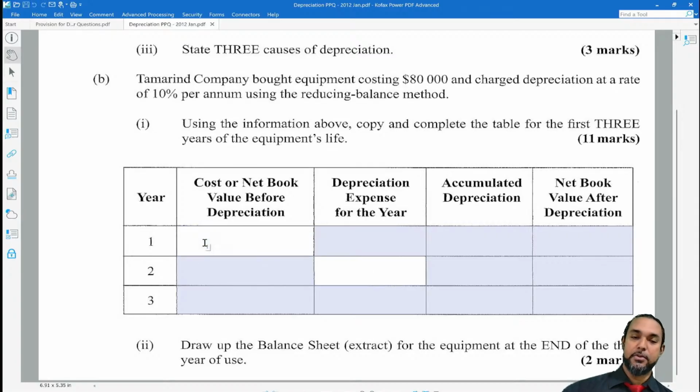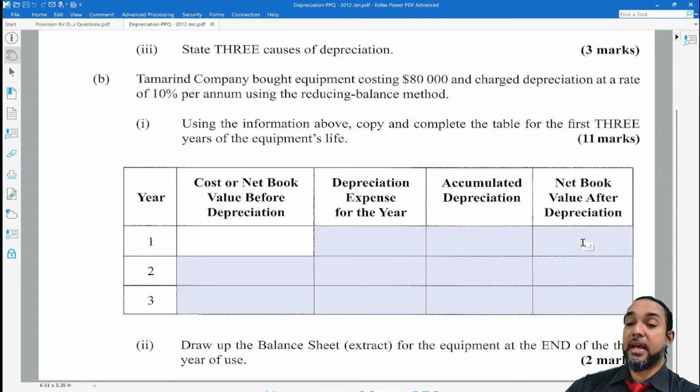So what I would like you to do, right? The cost or net book value before depreciation. So in year one, what did we say about that? It is the literal cost, so 80,000 would go here, right? Then the depreciation expense is 10% of that value. So you're going to find 10% of this value of 80,000 and put it here. And then when you subtract it, that value goes in the last column. And that's the value at end.